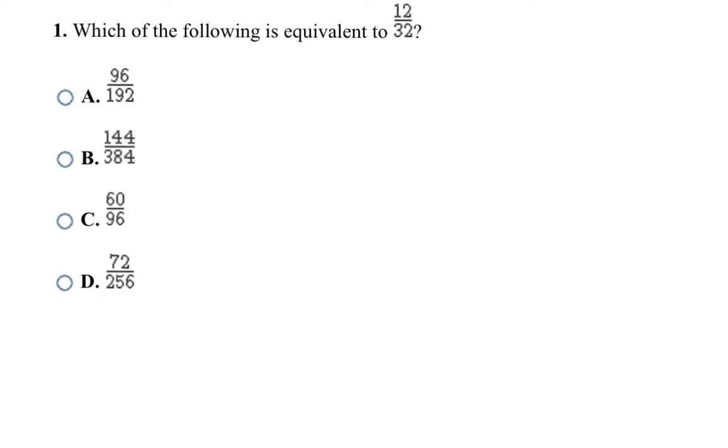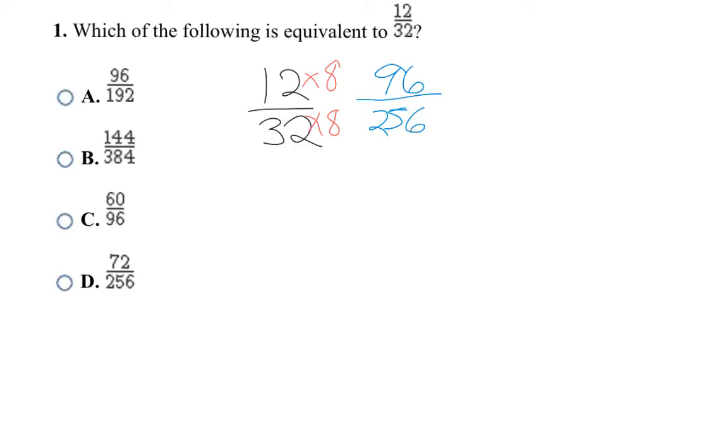So this question here gives you a starting fraction of 12 over 32 and wants you to find which of these choices it is equivalent to. So I'm going to use these choices to help guide me. I noticed that in A, the numerator is 96. So I'm going to think, what times 12 will get me to 96? 12 times 8 will get me to 96. And if you need to do some guess and check on your calculator to get to that, you can. So if I take 32 times 8 on the calculator, that's going to give me 256, which the denominators here don't match, so it's not going to be A.